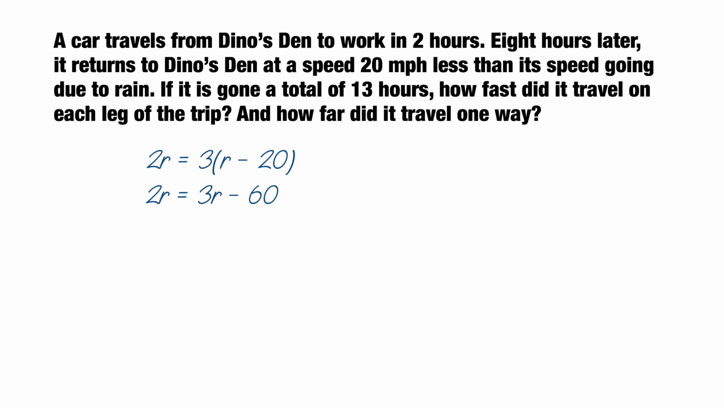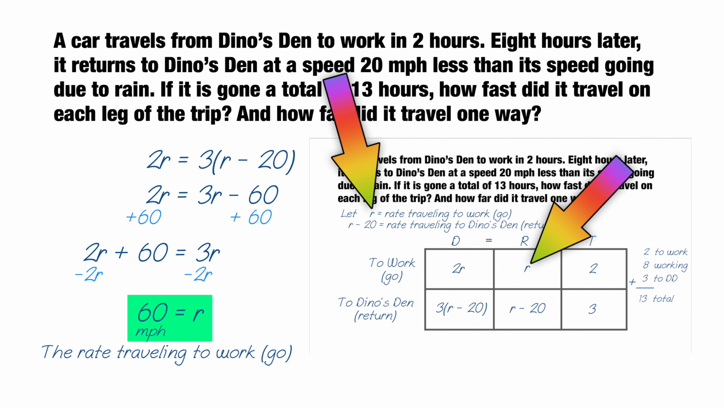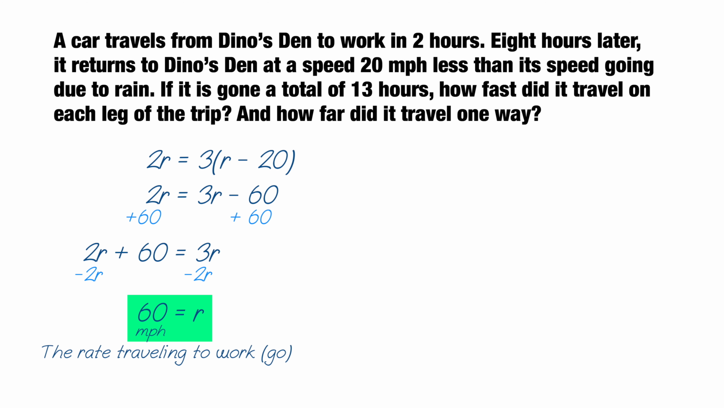By distributing 3, we have 2r equals 3r minus 60. Add both sides by 60, we get 2r plus 60 equals 3r. Next, subtract both sides by 2r, and we get 60 equals r. And we had it earlier that r is the rate traveling to work or go. That's one leg of the trip.